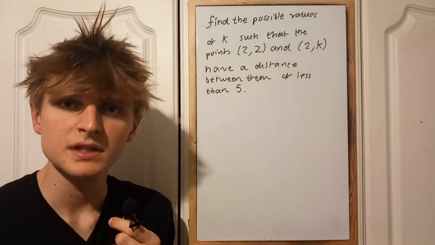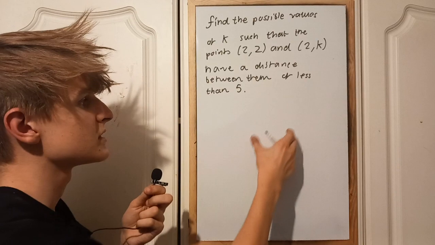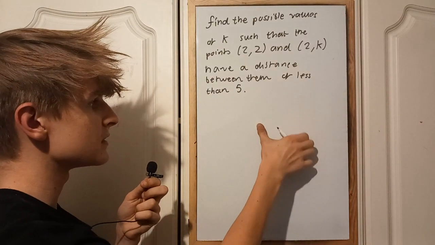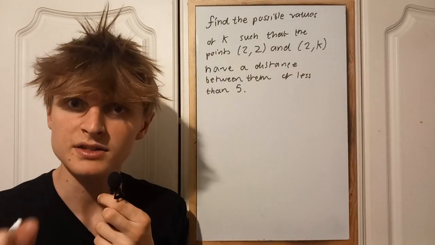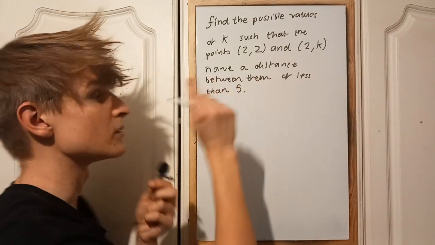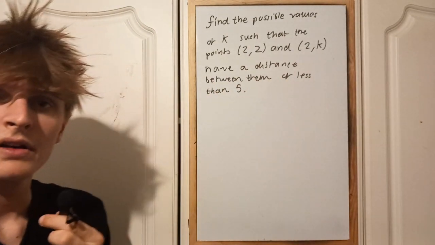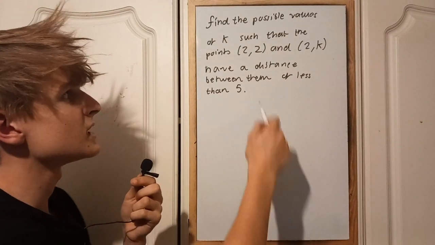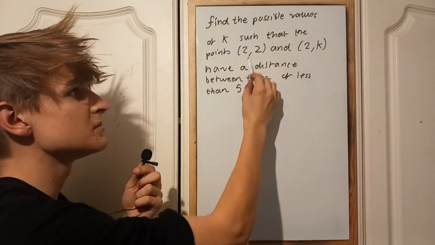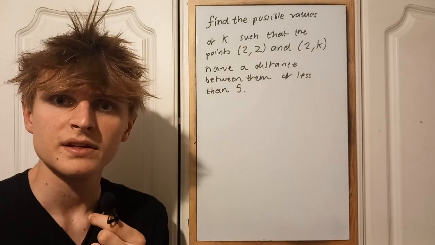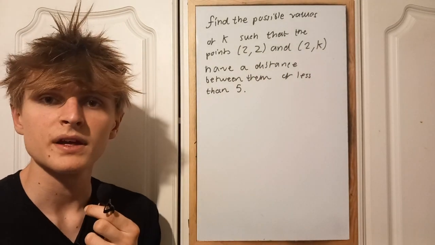And we need to find the different values of k we're allowed to have, such that the distance between the fixed point and the variable point is strictly less than 5. Notice how it doesn't say less than or equal to, just less than, so it can't be exactly 5. Okay, so to do this, we can set up an expression using the distance formula between these two points, set it less than 5, and then solve.